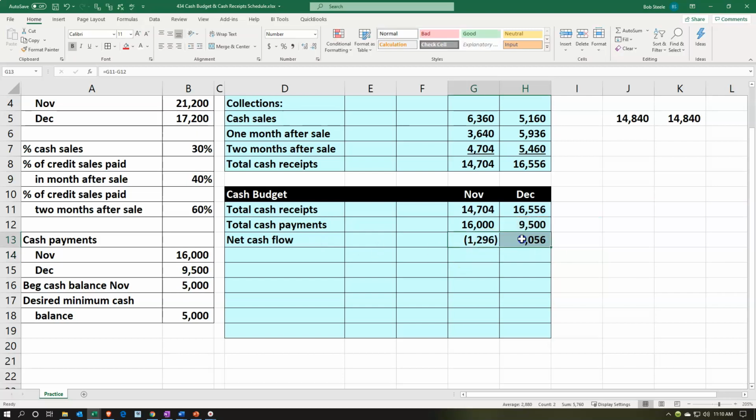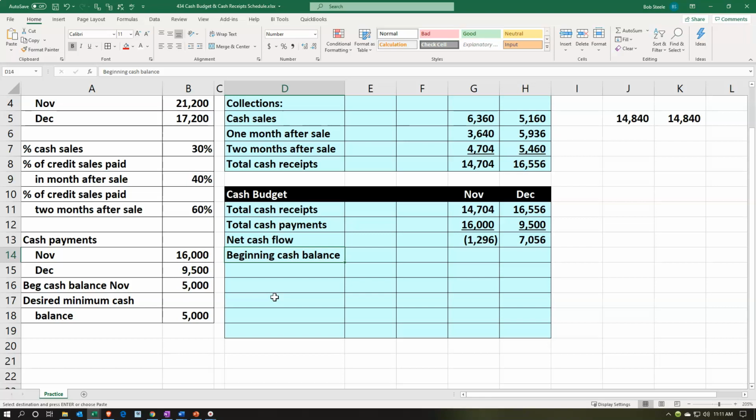These are just the flows. We don't have the beginning balances in place yet. So I'm going to underline here, selecting these two cells, Home tab, Font Group, Underline. Then we're going to be adding the beginning balances. So beginning balances. Now where would we get the beginning balance?